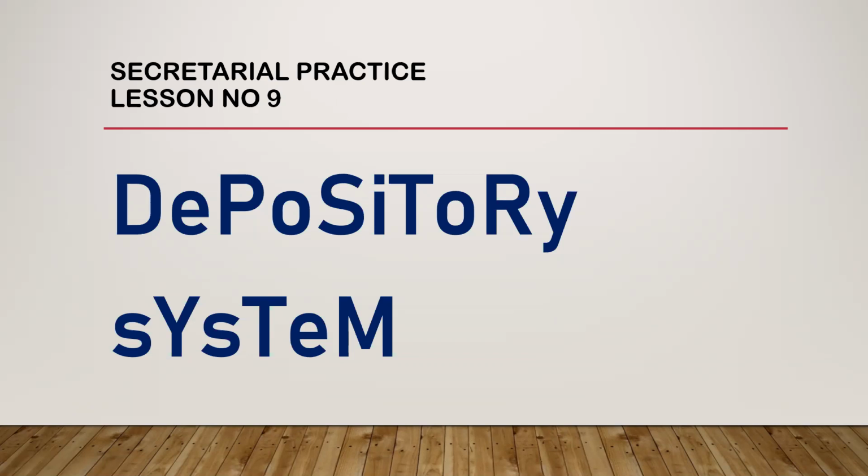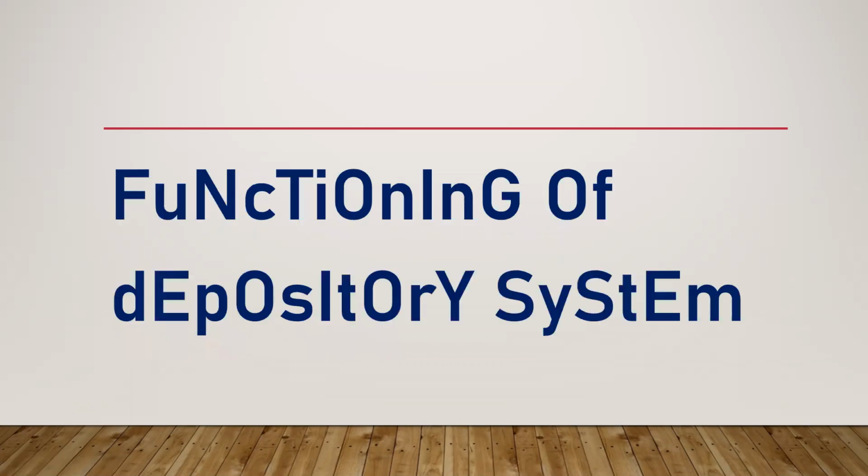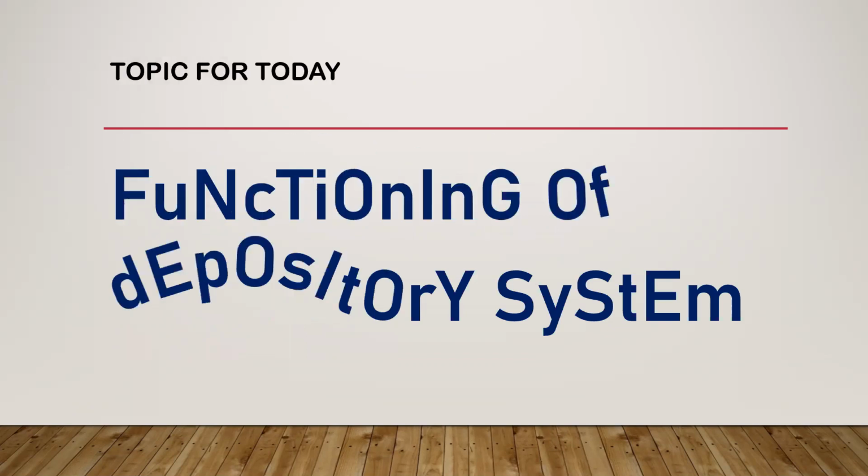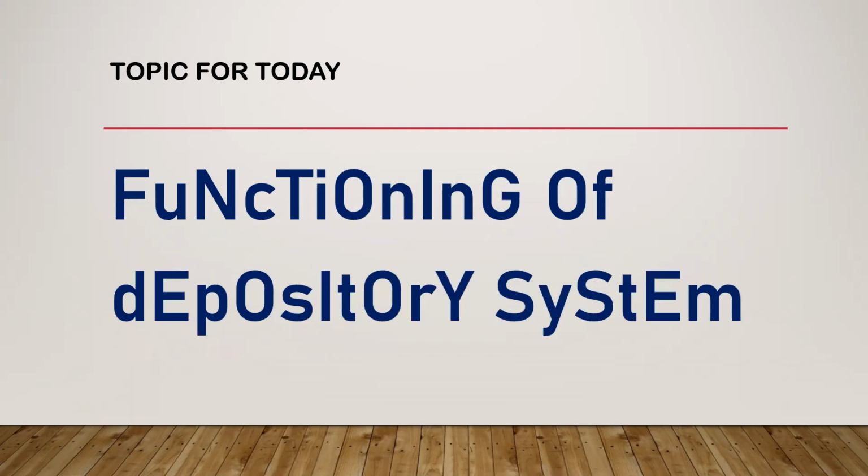Today class will be focusing on the functioning of depository system, and we'll be seeing how the depository system functions basically. Now in this particular case, there are two types of functioning which we are gonna study. We'll be seeing two cases. So let's see what is the first case. The very first case involves conversion of physical certificates into DMAT or electronic form.